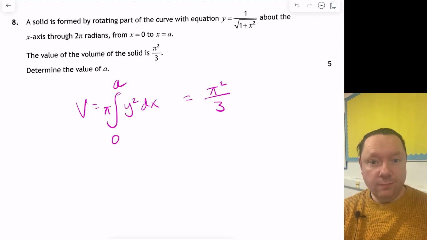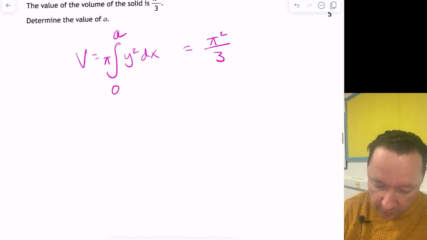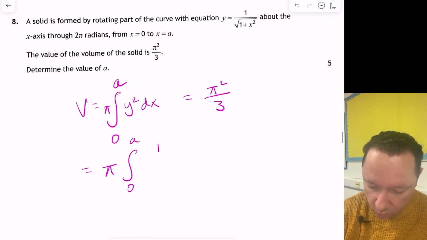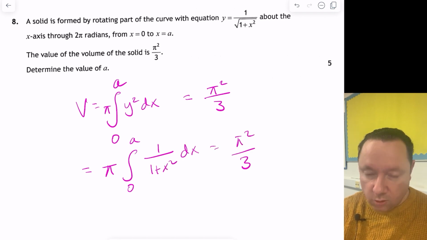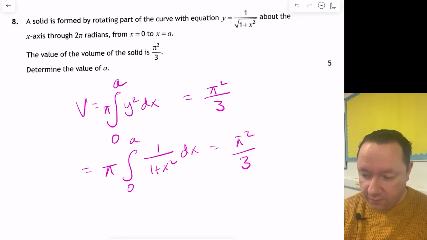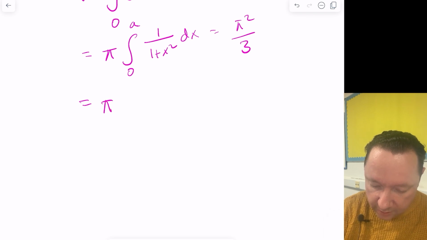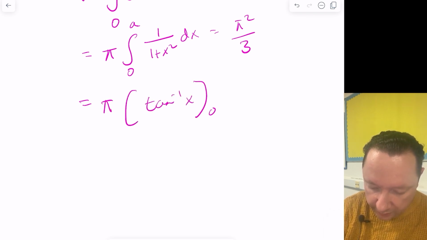So as long as you know that, this question should be reasonably straightforward. So that's pi times the integral from 0 to a of y squared, which is 1 over 1 plus x squared dx, equals pi squared over 3. So check the formula booklet for that one. I think that's the inverse tan. So that becomes pi times the inverse tan of x between 0 and a equals pi squared over 3.